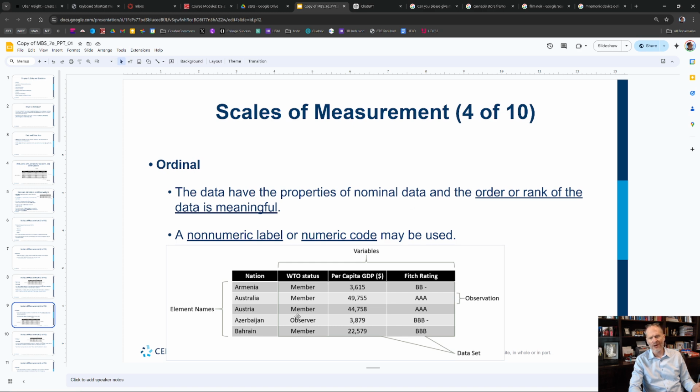Whereas here, ordering and ranking this doesn't really convey any difference, any meaning. I don't know if observer is a better status than member, right? I don't know that. So ordering them or ranking them here with nominal data doesn't make a difference. But with ordinal data, we could provide some sense of rank or hierarchy or order to the data.